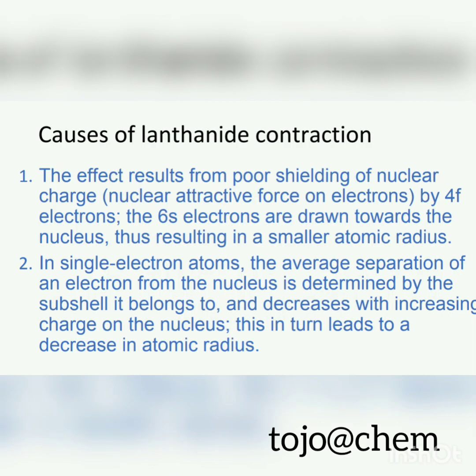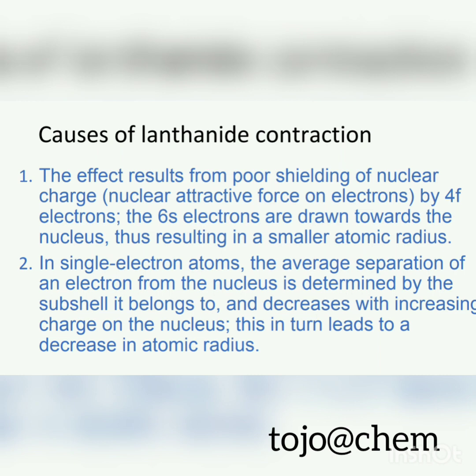Every one of you knows that if we move from left to right, atomic radius steadily decreases. But in the case of lanthanides, that decrease is very high because the 4f electrons belong to the pre-penultimate shell. In this case, the distance between the nucleus and the 6s electron is considered as the atomic radius. Due to poor shielding by these 4f electrons, the atomic radius steadily decreases from left to right.